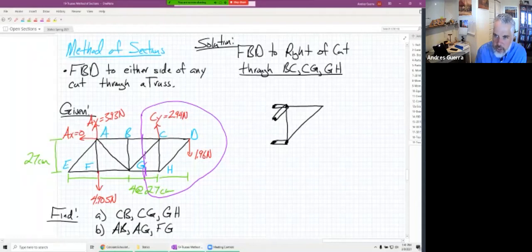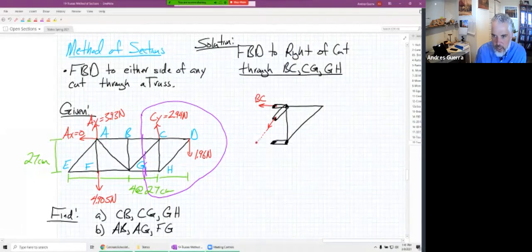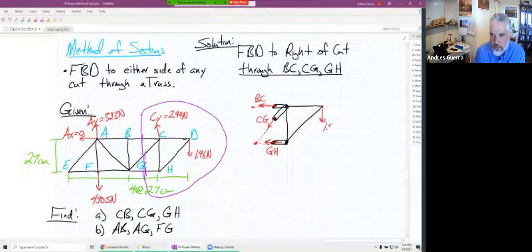And so now, again, we're still going to draw everything in tension. So we're going to have a BC, this force right here. And we know the line of action is going to go along the length of those yardsticks because they're all 2 force members. We're also going to have a force down here that's going to be GH, and we have a CG right here. And then we have some loads. Our 1.96 newtons is applied right there. We also have a CY equal to 2.94 newtons.